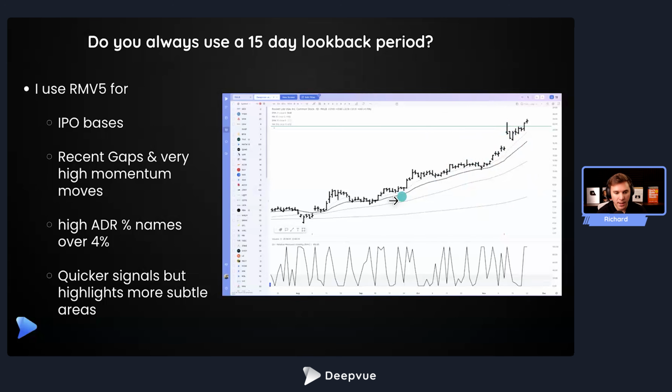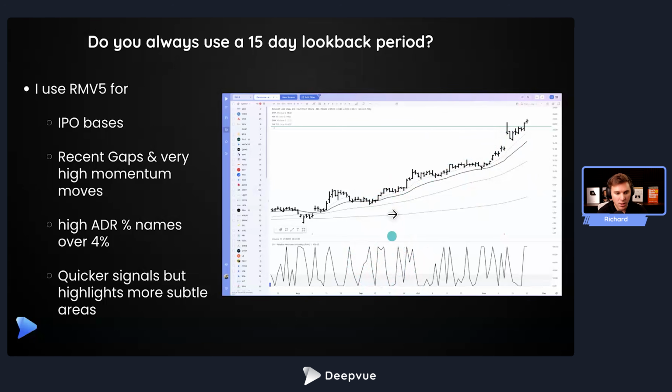This would be a name that's a very fast mover. Here you want to use an RMV5, which you can see is more sensitive to expansions and contractions, but still identifying the same tight areas and being even more precise. You can see this very tight area right before it broke out here.